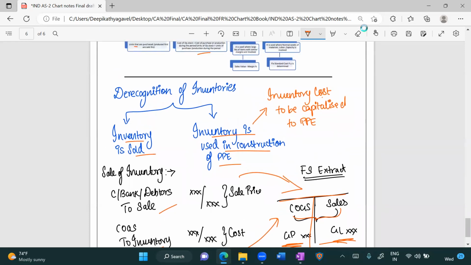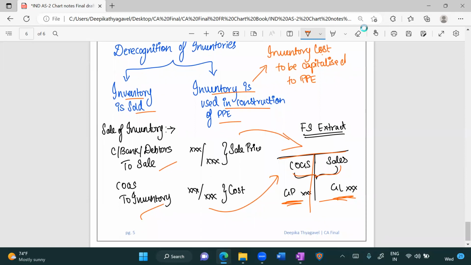So there are two ways for your inventories to get derecognized. Either you sell them, or you use them internally in the construction of your own PP. In case you sell them, then the entry will be cash, bank, or debtor to sales, and then your inventory, you're converting that into your COGS, right? So COGS to inventory. And if you see in the FS extract, you'll have your sales and your COGS, and the difference between them will give you your gross profit or your gross loss, right? And in case your inventory is being used in the construction of property, plant and equipment, then the inventory cost will be capitalized to the cost of PP, right?